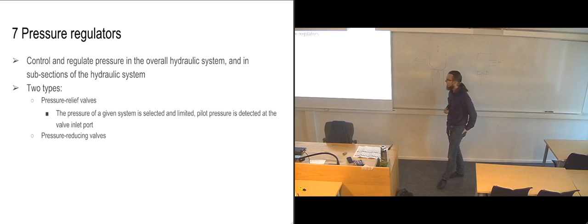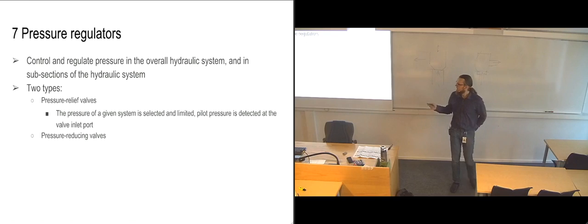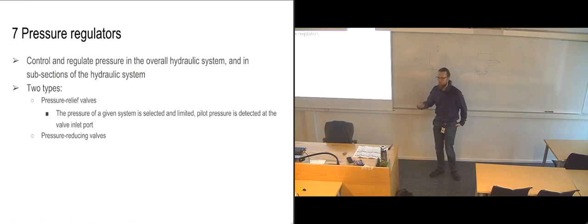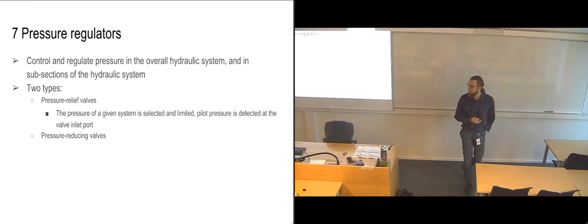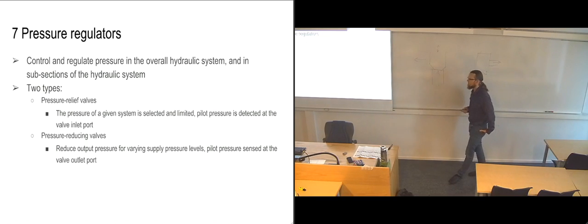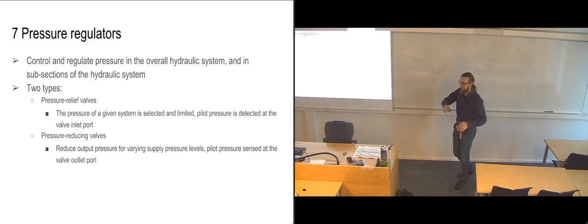Then you have the ones that are called pressure-reducing valves. So we are basically differentiating them through relief or reduction. So relief is when we get unintentionally high pressures, then we are relieving the system of that high pressure. While the pressure-reducing valves, they usually are used to make sure that you can supply different pressure levels at different circuits inside your system.